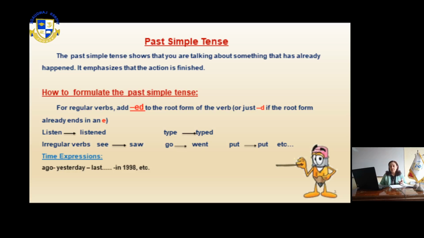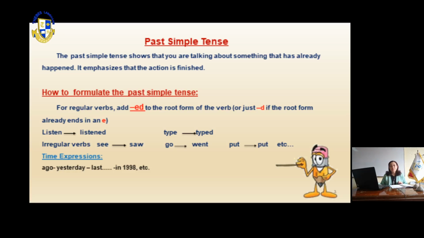How to form this tense? For regular verbs, we add ed to the root form of the verb, or just d if the root form already ends in an e. Like listen, we add ed, listened. Type, we just add d because it ends with e, typed. But of course, don't forget that we have some irregular verbs like see, saw, go, went, put, it's the same, put. About the time expressions, we have ago, yesterday, last, in, any year in the past, like 1998, for example.